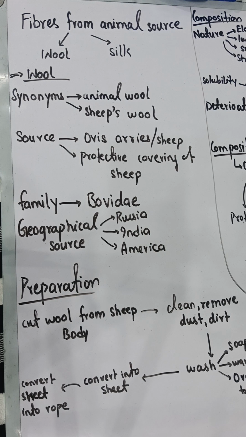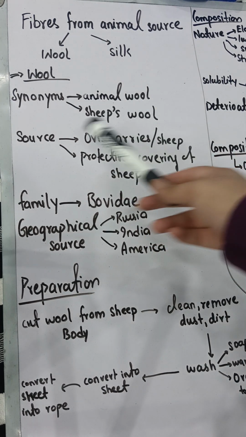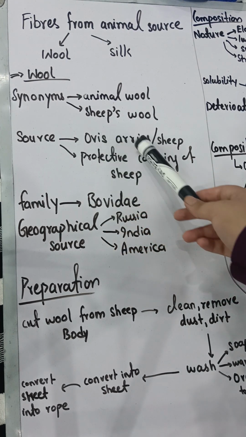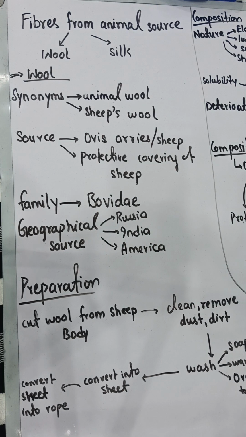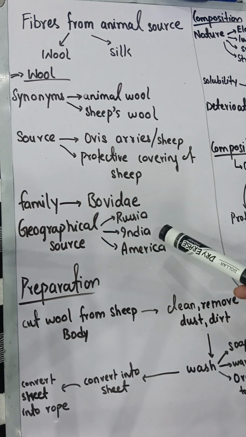So what is wool? The synonym of wool is animal wool or sheep wool. What is the source of it? It is Ovis aries, which is a sheep name. So sheep contain an outer protective covering. We shed this covering and the wool is obtained from it. So the sheep produces this covering, which is called wool. The family is Bovidae.